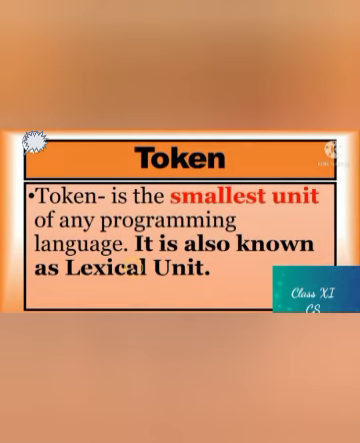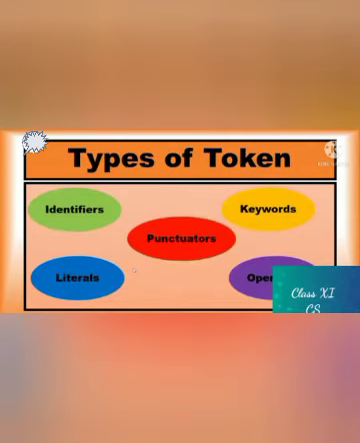Next we are going to learn about the types of token. Token types include identifiers, literals, punctuators, keywords and operators. I know these terms are very new for you, but we will learn each of these terms in detail.